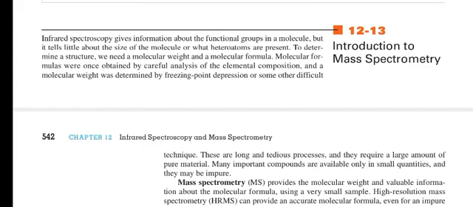Today's topic is infrared spectroscopy and mass spectrometry. Introduction to mass spectrometry. Infrared spectroscopy gives information about the functional group in a molecule, but it tells little about the size of the molecule or what heteroatoms are present. To determine a structure, we need a molecular weight and a molecular formula.